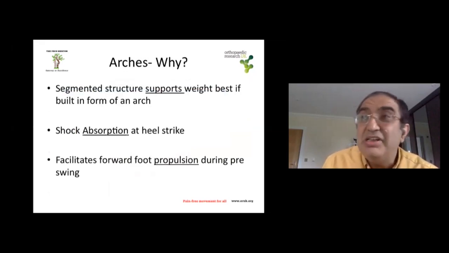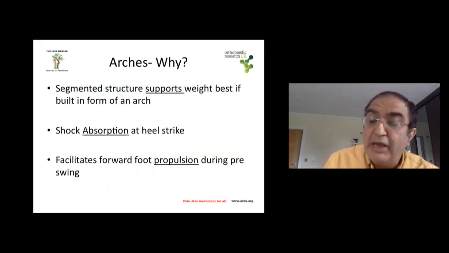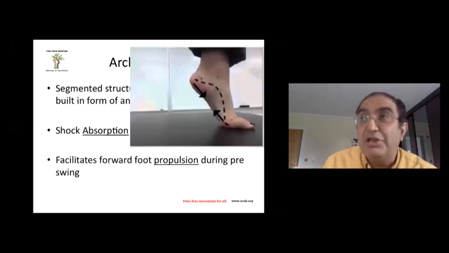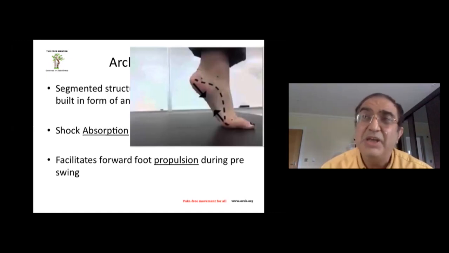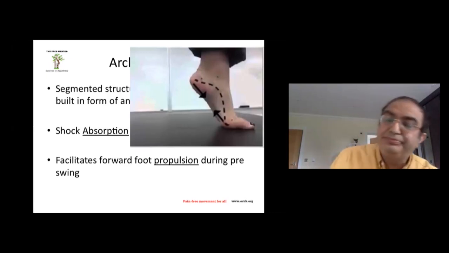The second reason is it helps in shock absorption. And the third very important reason is propulsion. So the three buzzwords, if someone asks you what's the function of the medial arch, is support, absorption, and propulsion. FRCS Orth is all about buzzwords, and these buzzwords should come out in the answers.